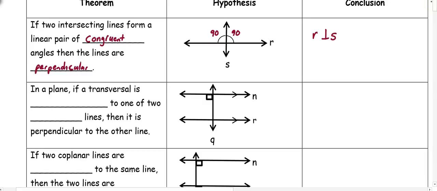In a plane, if a transversal is perpendicular to one of the two parallel lines, then it is perpendicular to the other. So in this image over here, we have our transversal Q, which is perpendicular to N, and because N and R are parallel, it must also be perpendicular to R. So we could also say that Q is perpendicular to R.